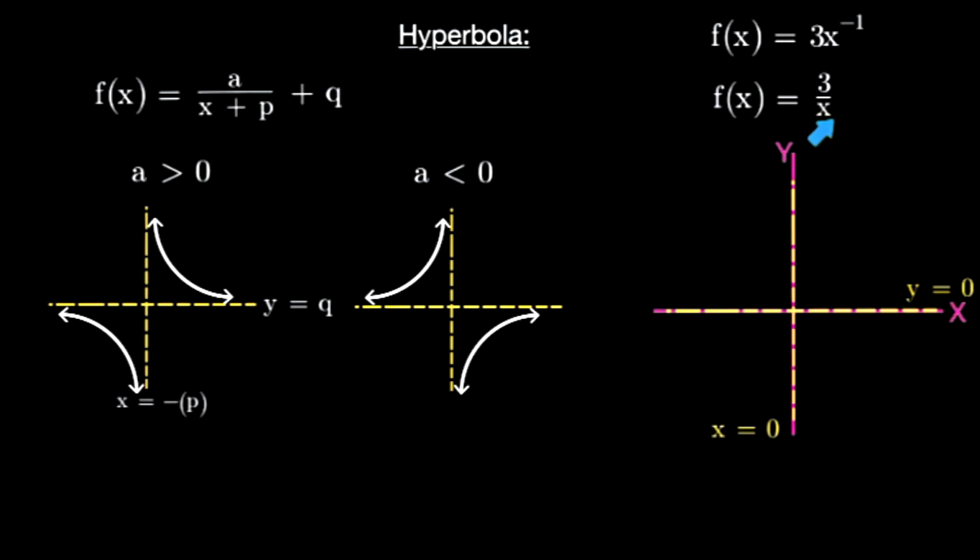And now we look at this a value, which is 3. It's positive. So we know our hyperbola will be in this quadrant as well as in that quadrant. And remember, it can never cross the asymptotes. It always moves towards them as close as possible, but it will never ever touch the asymptotes, same as on this side. Okay, so now let's go and draw a proper hyperbola.